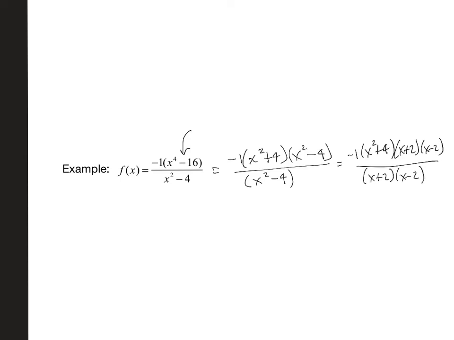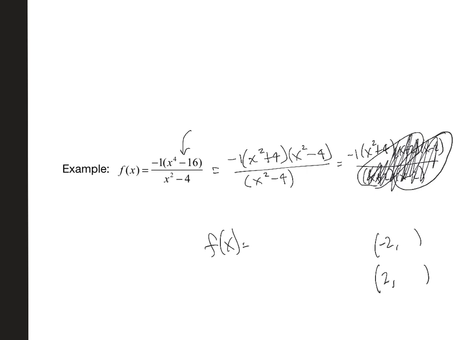This is a really great problem, and the reason I like this one so much is that there are two common factors. There's this one, which is going to give me an x value for the hole at 2, and then there's this common factor, which is going to give me a completely different hole. So two different x values, two different holes. Let me cross these off. My function now looks like this. The original one no longer exists.